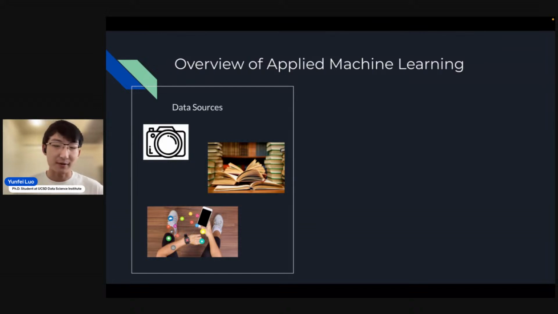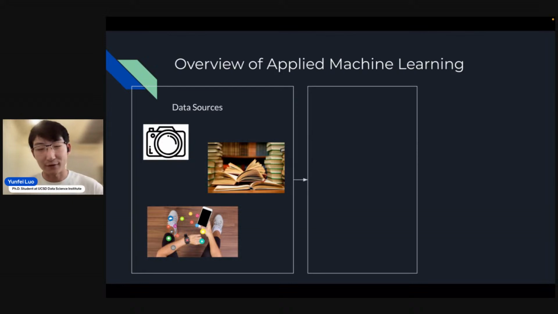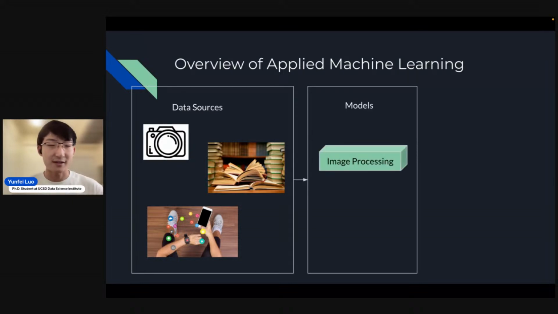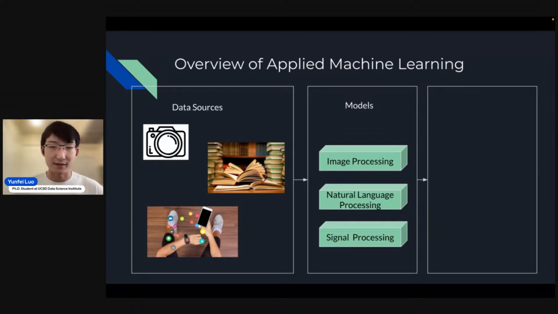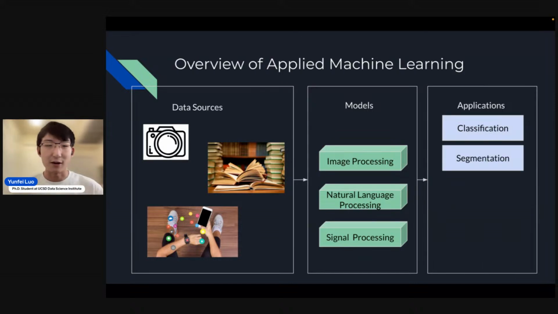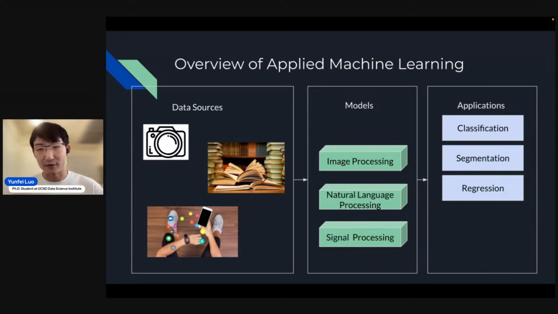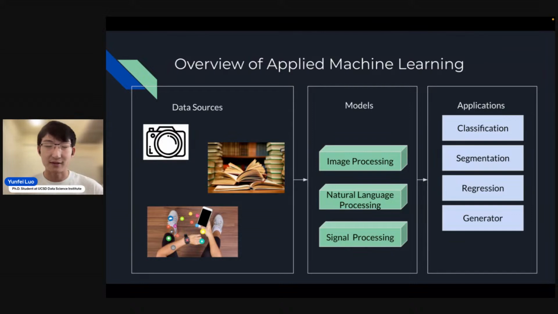And then there are a lot of experts and researchers working in the field, doing feature extraction, image processing, natural language processing, and signal processing to extract informative but complex features from those data. Those features and techniques can be further used for the actual application, like categorical classification or object segmentation, or regression, usually used in next value prediction or stock prediction, and also generation. Usually this could be either image generation or text generation, like what ChatGPT does, and also decision making.